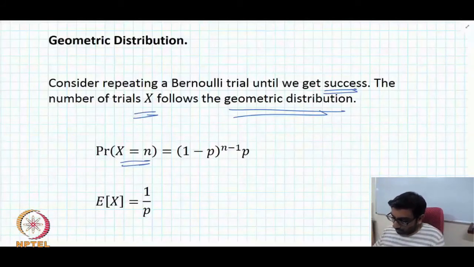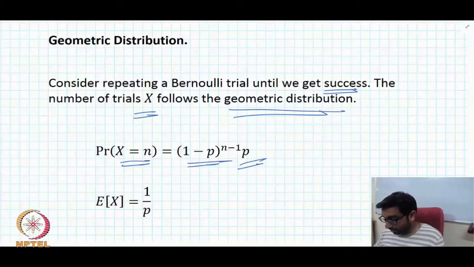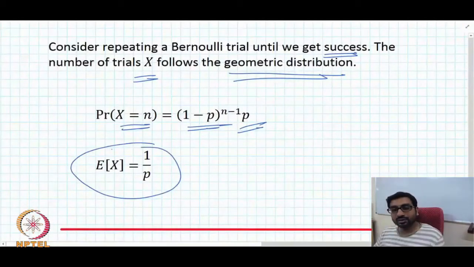So the first n minus 1 trials were all failures, and the nth trial was a success. So that's why we have n minus 1 failures and the nth trial is a success. With a little bit of work, which we will skip for now, we can show that the expectation of x is equal to 1 over p.